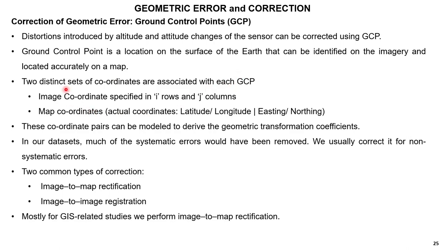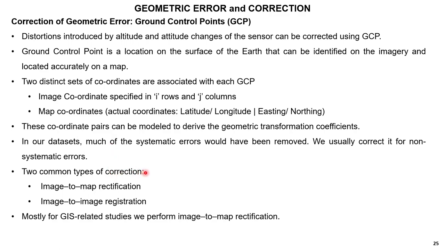And to understand this, we need to know about two sets of coordinates. One is the image coordinate, and the second one is the map coordinate. The image coordinate will be positive or negative, in the Cartesian form of coordinate system, like the general graph we are dealing with. The second one is the map coordinate. These are actual latitude, longitude, or easting and northing. So this will always be greater than zero. It cannot be negative. This you should remember. And these coordinate pairs we need to identify. I'll demonstrate how to identify that.